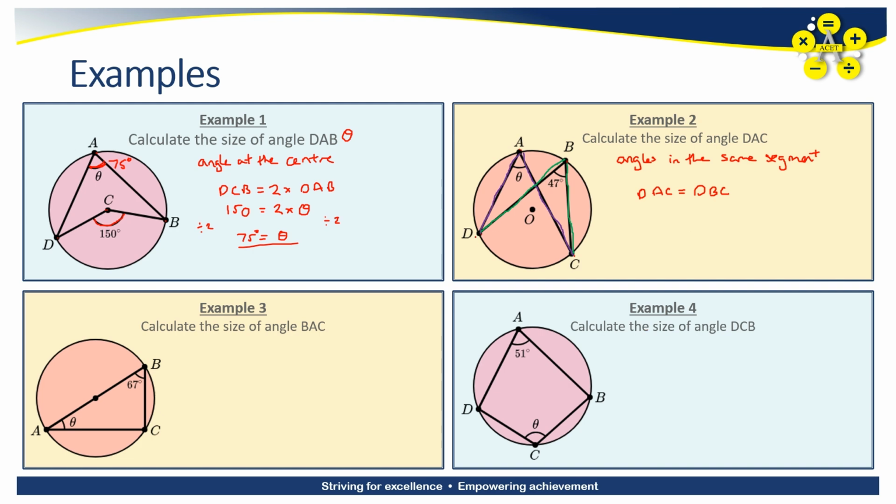And we can fill that in then. DAC, we've been told, is theta. DBC equals 47 degrees. So therefore, DAC, that theta, is 47 degrees.